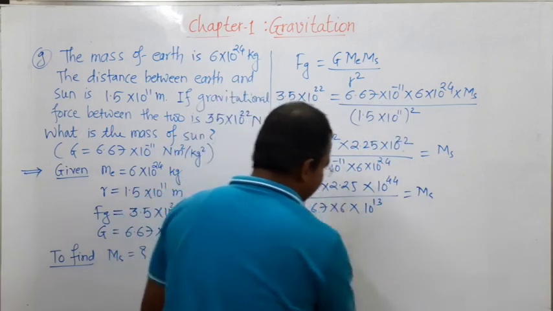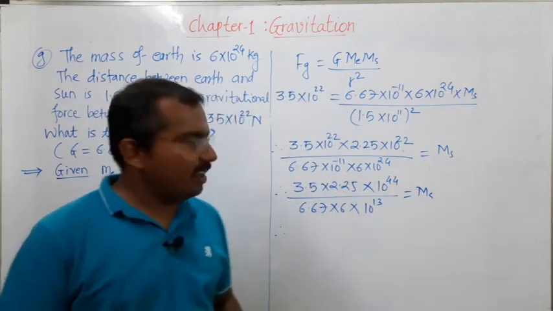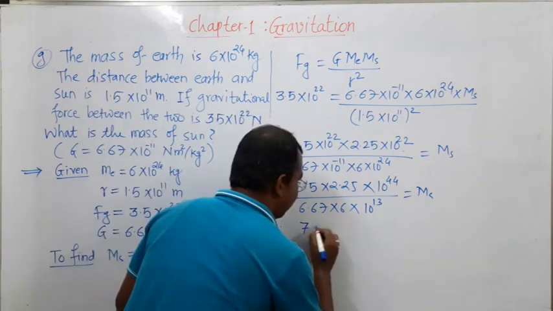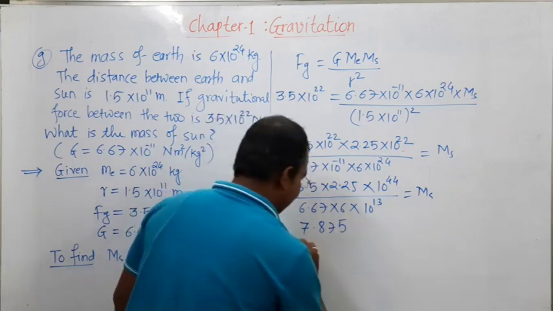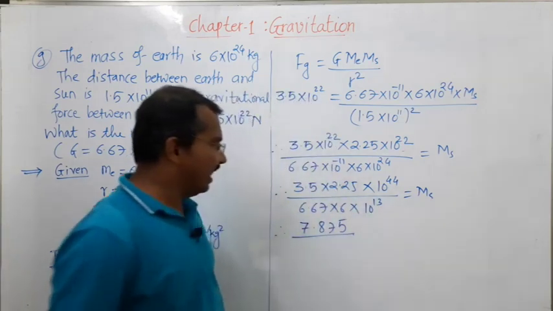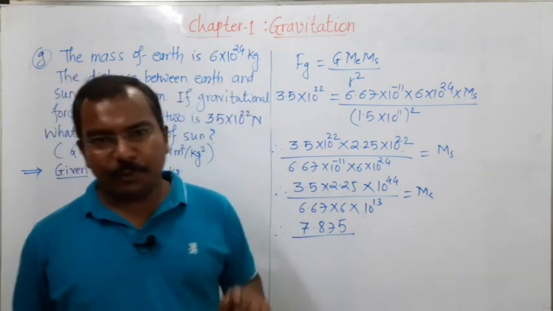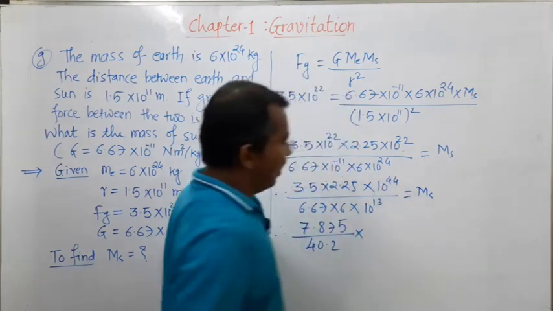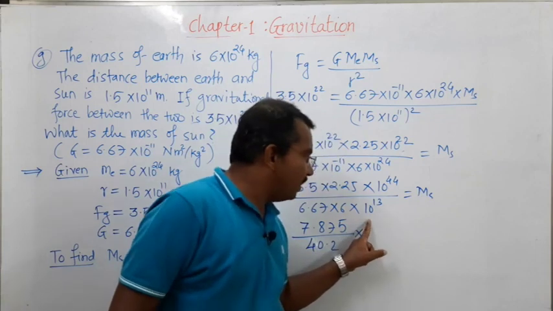So this calculation you have to do. 3.5 into 2.25 is 7.87, 7.875 up to 3 digits. I have written the product directly, and 6.67 into 6 is 40.2 into 10 power 44 divided by 10 power 13.